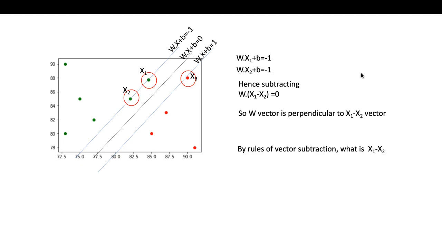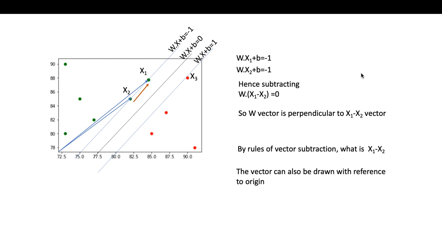So by the rules of vector subtraction, what is x1 minus x2? Again, if we remember from our first slide, this is x1, this is x2, and this is the x1 minus x2 vector, right? This vector is drawn over here for better understanding. Let's represent it with respect to the origin. Okay, so this is with respect to the origin. Now the w vector is perpendicular to this x1 minus x2 vector. So how does our w vector look?